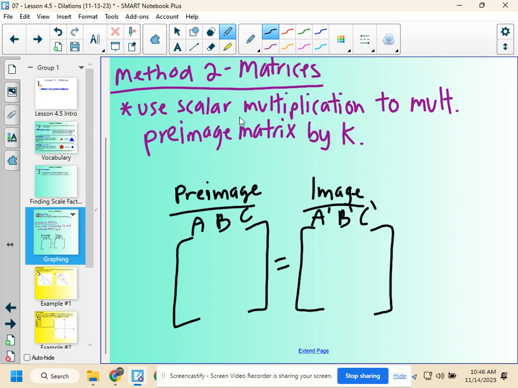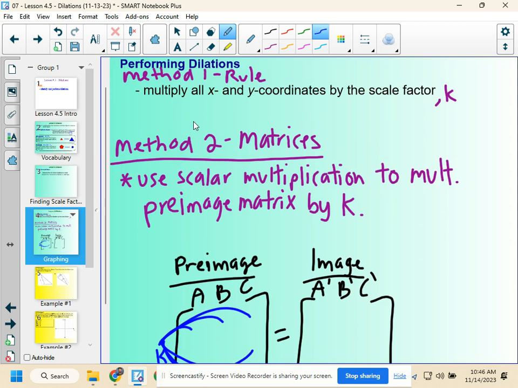And then how does scalar multiplication work? It works like this, where I put my k, whatever it tells me the scale factor is, out here, and I would distribute it essentially to every x and y coordinate. Okay, so we multiply. So it's the exact same as using a rule. Multiply the x and y coordinates by the scale factor.